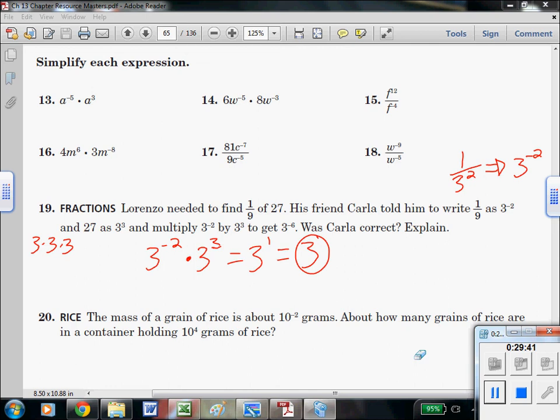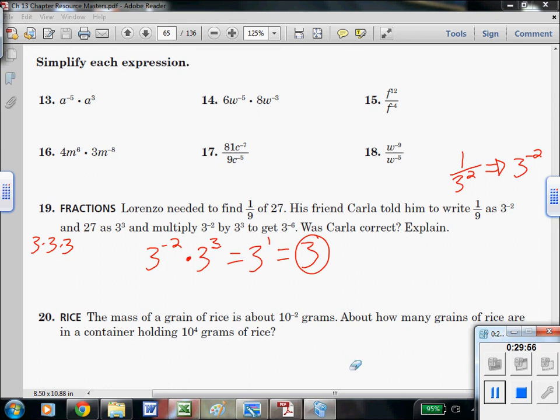All right, number 20 is about rice. Read it yourself as I read it out loud if you haven't done so already. The mass of a grain of rice is about 10 to the negative 2 power grams. About how many grains of rice are in a container holding 10 to the 4th power grams of rice?